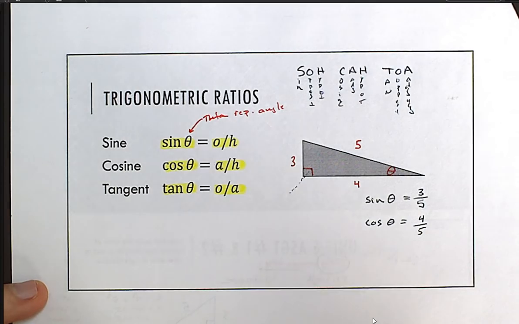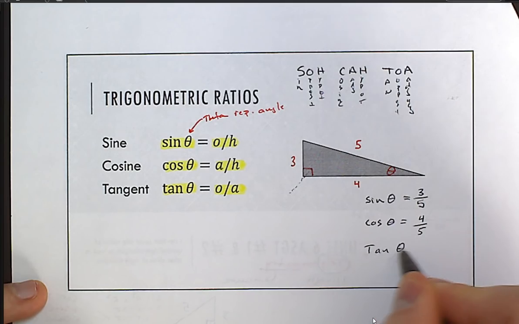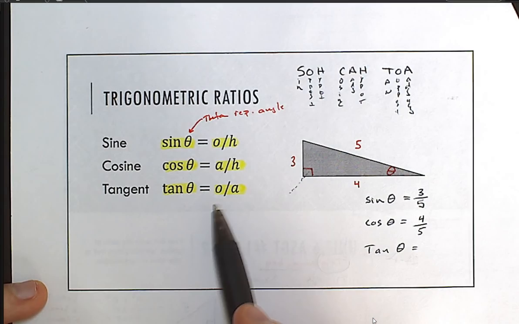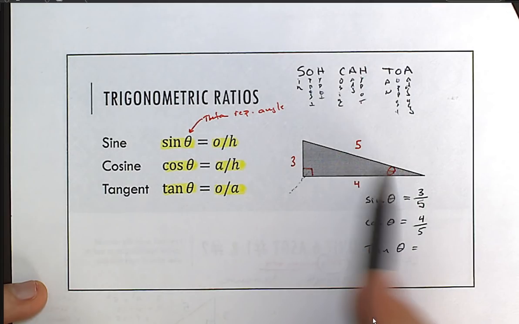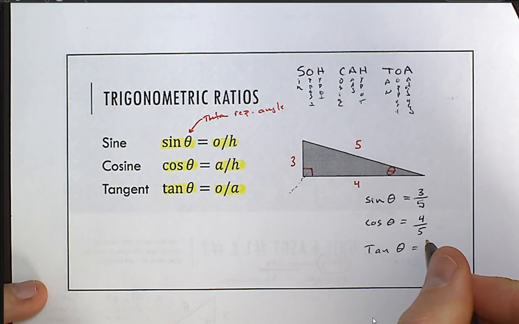And then finally tangent. Tangent of theta. Here's theta. Tangent stands for opposite over adjacent, so opposite over the adjacent side, 4, would be 3/4.